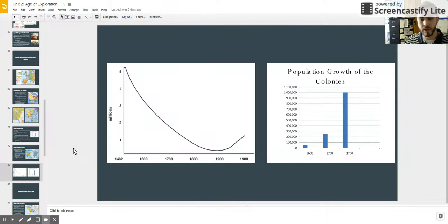So I just want to leave you with one last thing here. I want you to see the population decline of Native American groups, and I want you to see that along with the growth of English American colonists.